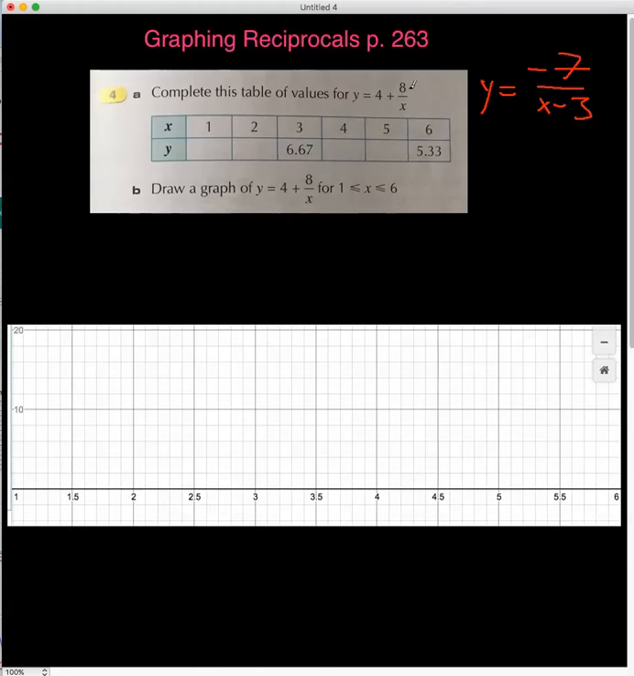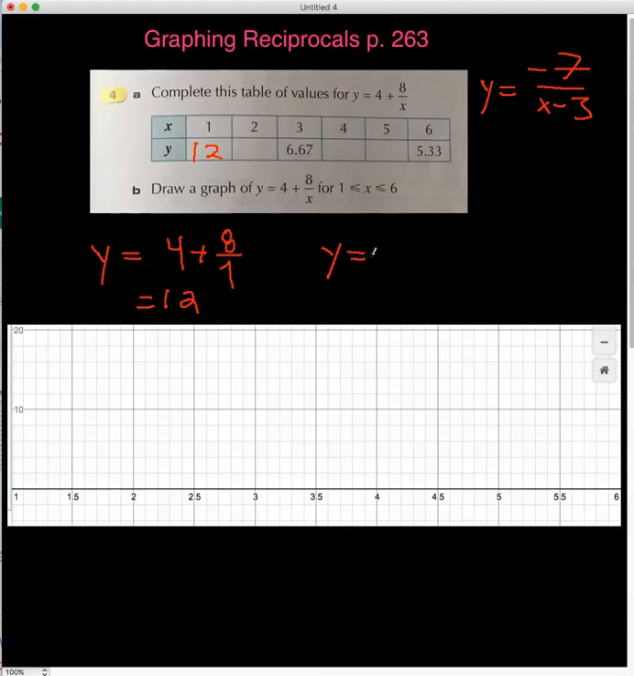So for this one, we have 8 divided by x. And they ask you to fill in this table. Well, that's quite simple. The first part should be easy. I will use one of these numbers as an example. Say x is equal to 1. So it's 4 plus 8 divided by 1 in this case. And if you do this, you should get 12. All right, so this point is 12.